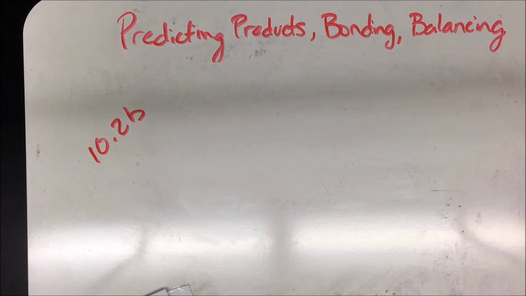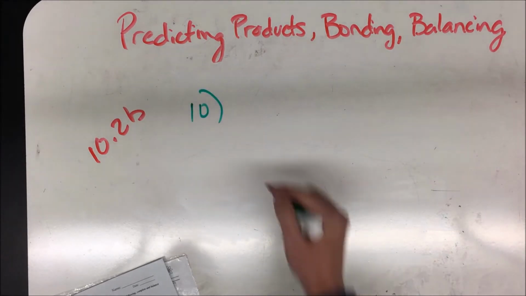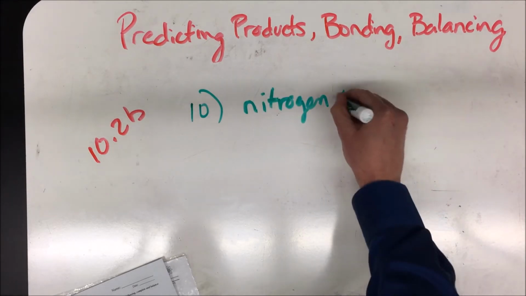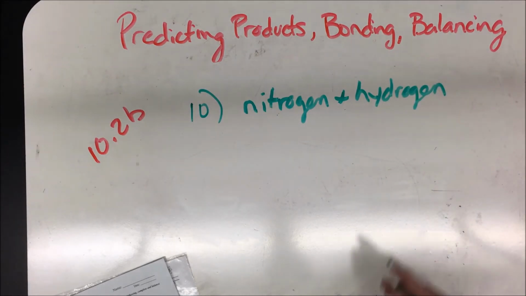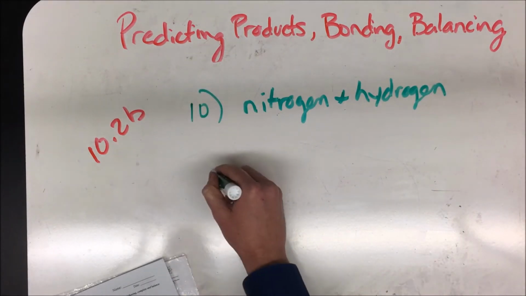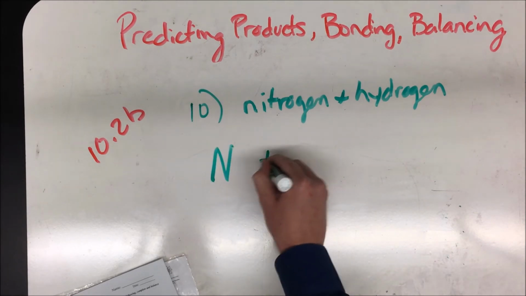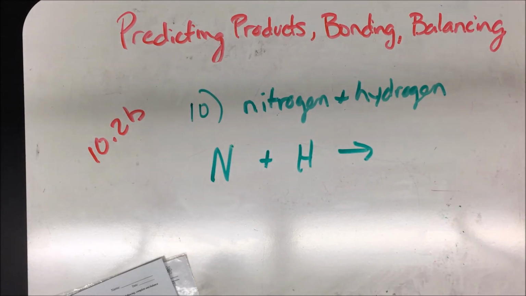I'm going to do number 10. Oh, that's a mess. 10's kind of a mess. If you messed up 10, I get it. I just quickly want to show you 10. It says nitrogen plus hydrogen. All right, so I have to predict my products, and I'm going to go ahead and decipher this and write it into an actual chemical formula. Nitrogen plus hydrogen is going to yield something I do not know.